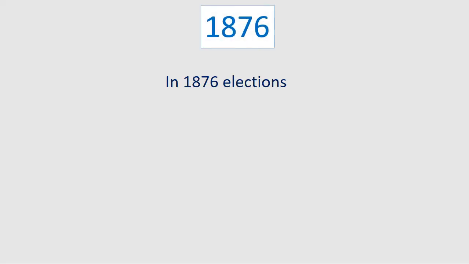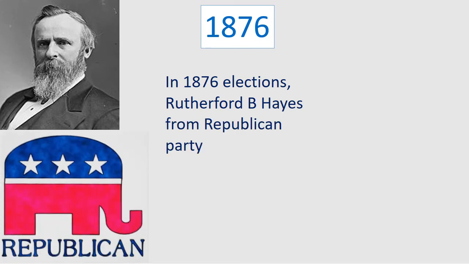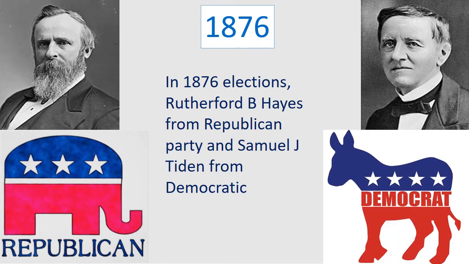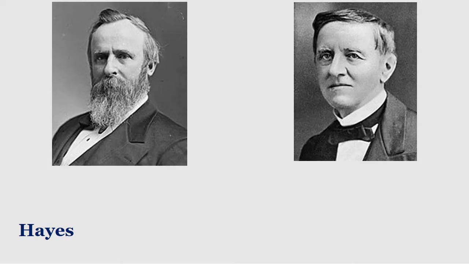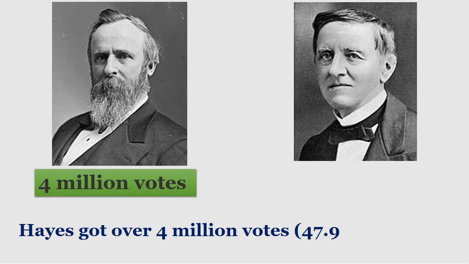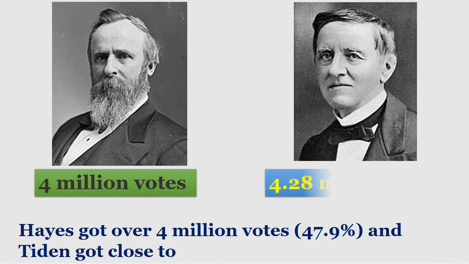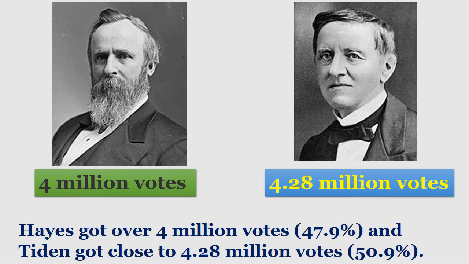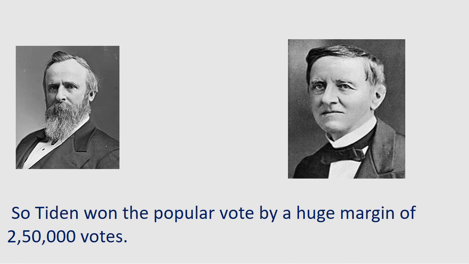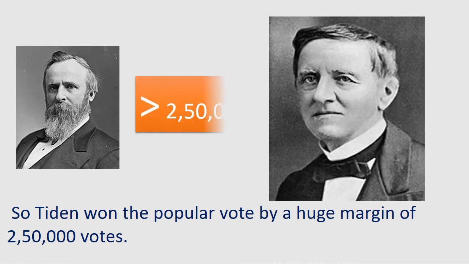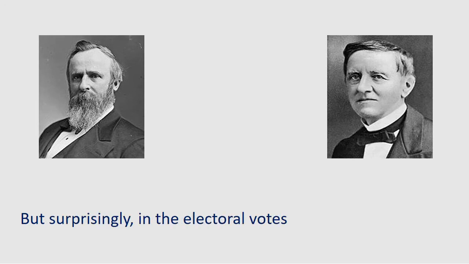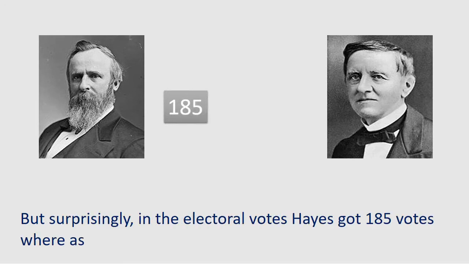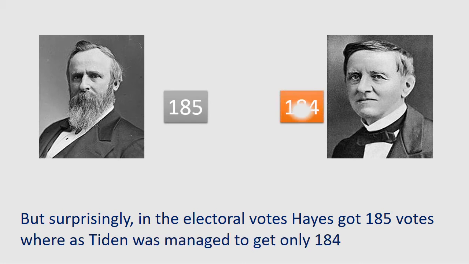In 1876 elections, Rutherford B. Hayes from Republican Party and Samuel J. Tilden from Democratic Party contested for the post of president. Hayes got over 4 million votes, which is 47.9%, and Tilden got close to 4.28 million votes, which is 50.9%. So Tilden won the popular vote by a huge margin of 250,000 votes. But surprisingly, in the electoral votes Hayes got 185 votes whereas Tilden managed to get only 184 votes.